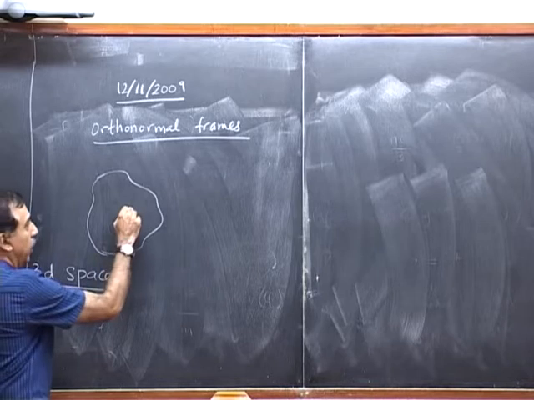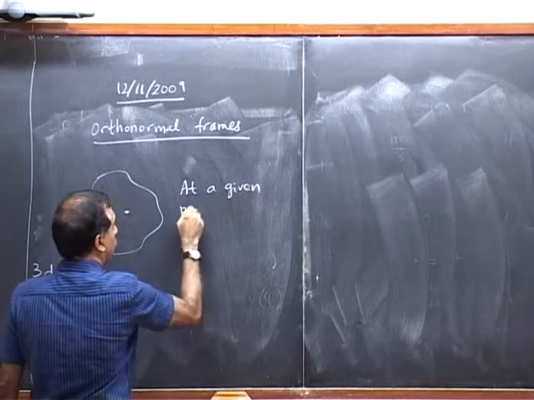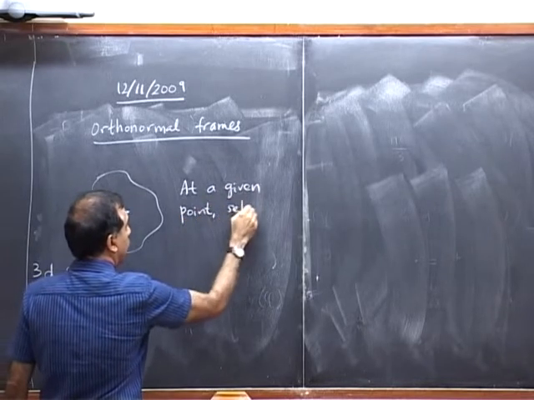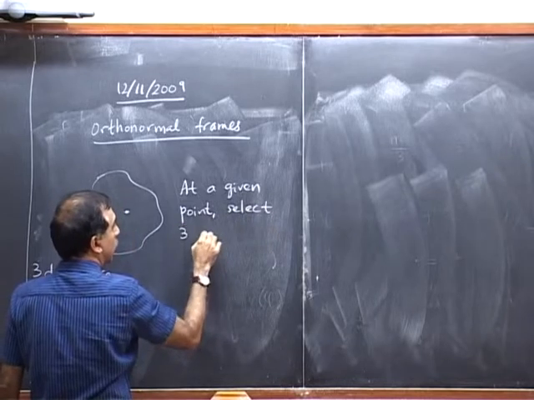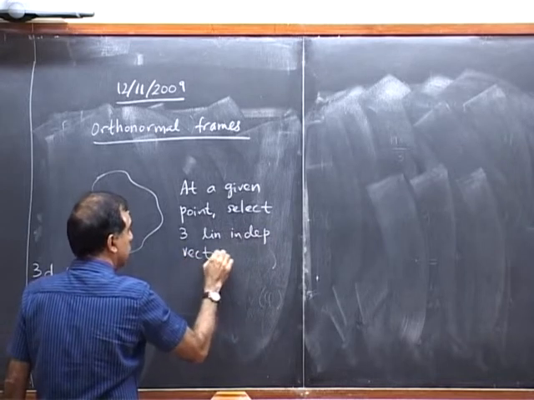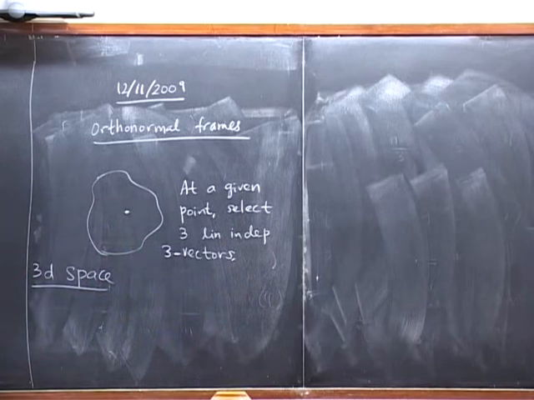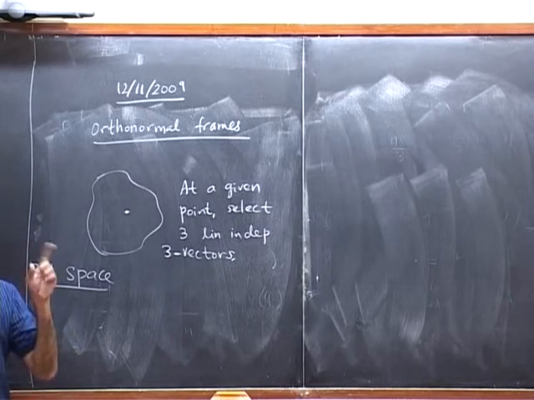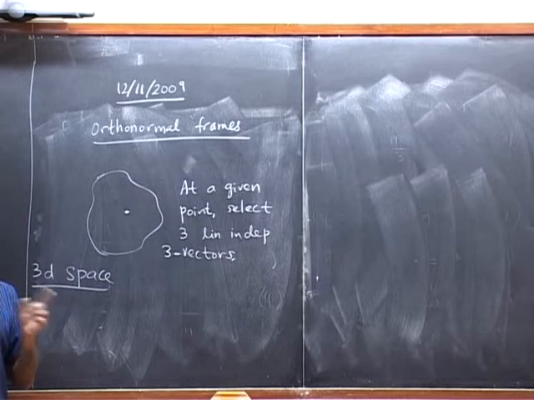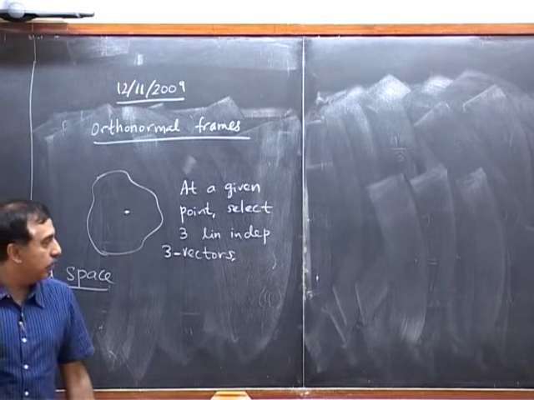Supposing at a given point, select 3 linearly independent vectors, 3 vectors. Okay, an obvious choice might be in some coordinates to say that they are the 3 vectors 1, 0, 0, 0, 1, 0 and 0, 0, 1. Those are 3 linearly independent vectors and those are called basis vectors. Okay, so let's try to do something similar here.